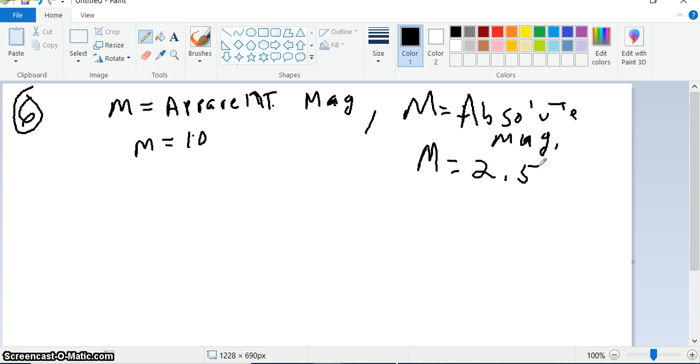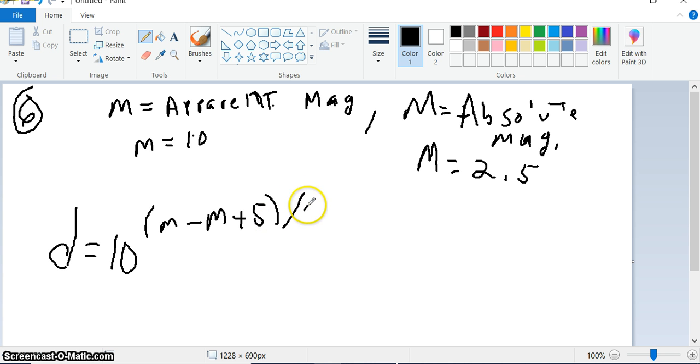All right, so the equation that you use for this kind of thing looks complicated, but it's actually pretty simple. The distance to any star, if you know the absolute magnitude and the apparent magnitude, is 10 raised to a quantity. Let me just write it out. It's little m, the apparent magnitude, minus the absolute magnitude plus 5, and then that entire quantity divided by 5.